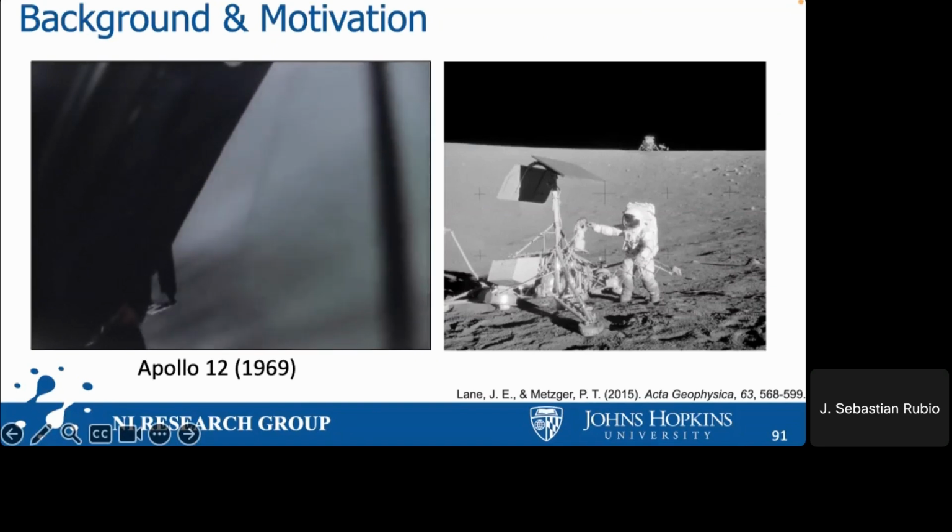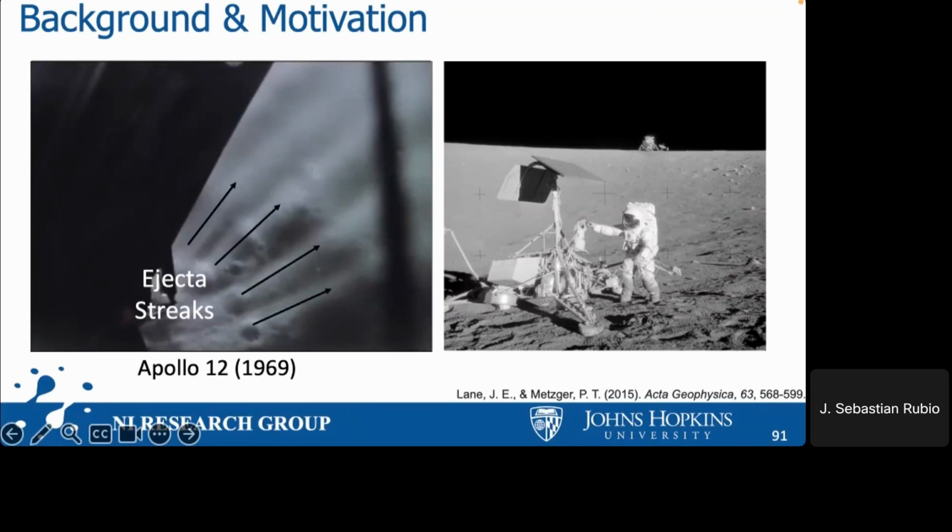Can you click next two more times, please? So here, what you're looking at is the azimuthal variation of the particle concentration, where you see these ejecta streaks as I have highlighted.